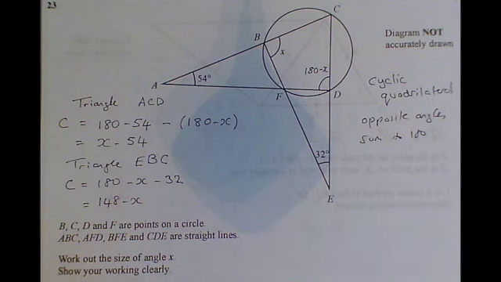So do you see what I've done now? I've got two ways of expressing C, both in terms of x, and they must be equal to each other because they're both C. So that means that x minus 54 must be the same angle as 148 minus x, and that's something I can solve. If I bring the x's to one side I get 2x is equal to 202, and so therefore x must be equal to 101, and I think that's the answer they're looking for.